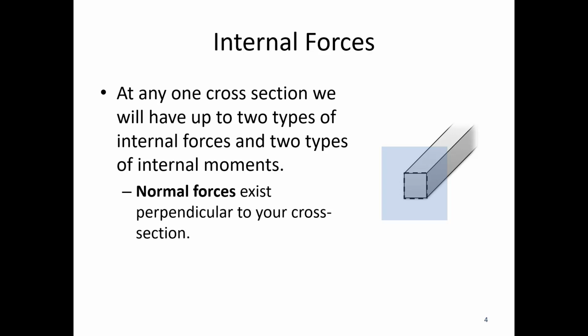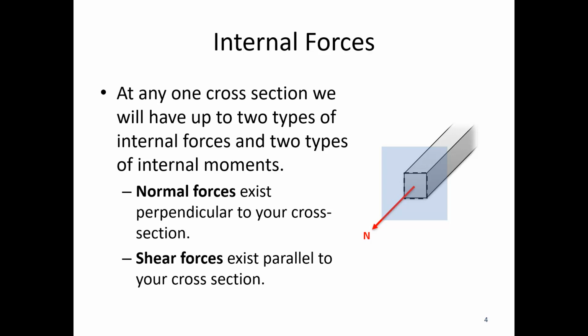A normal force would exist within the beam, it's going to be perpendicular to your cross-section. So if I've got some force coming out of this cross-section or into this cross-section, that would be a normal force. And then a shear force exists parallel to the cross-section. So any force within the beam that would be going up or going in this axis to the right, all of those exist in the plane of the cross-section. So those are shearing forces.